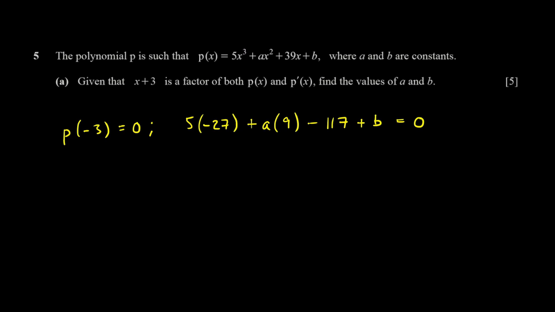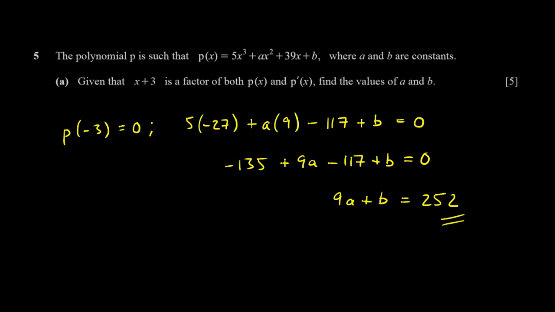Okay, so I end up with that, and 5 times 27, so 10 times 27 is 270, divide by 2 is 135. So minus 135 plus 9a minus 117 plus b is equal to 0, which means that 9a plus b is equal to 135 plus 117, so that's 245, 252, I think, 252. Yeah, that looks all right to me. Okay, then, so that's one equation that we get.